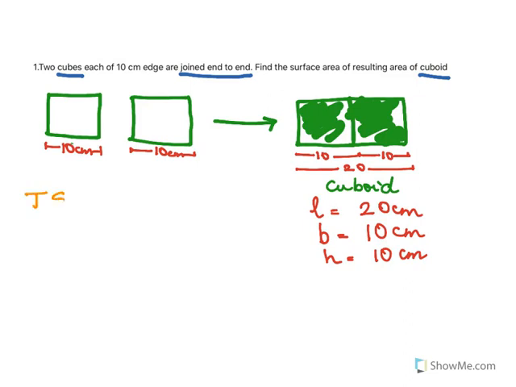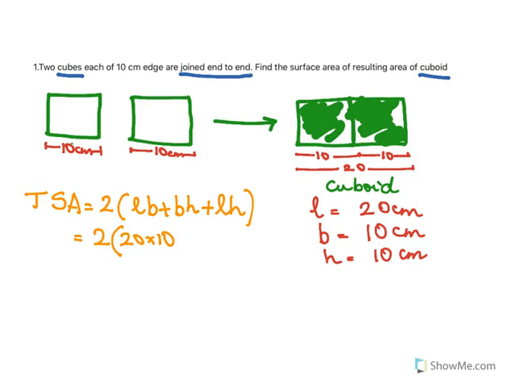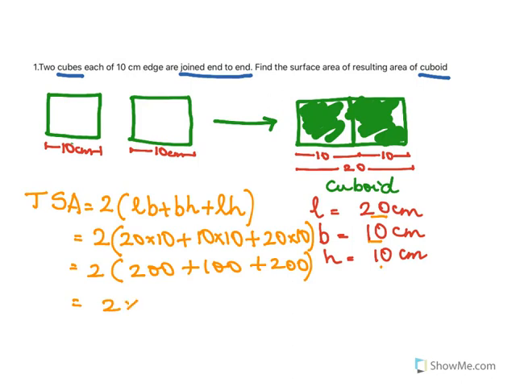Now we need to find the surface area, so we need to find the TSA. If you recollect last year, the TSA of a cuboid was 2 times (length into breadth plus breadth into height plus length into height). You just put in your values. So you have 2 into (20 into 10, because your length is 20 and your breadth is 10, plus breadth 10 into height 10, plus again length 20 into height 10). That is 2 into (200 plus 100 plus 200), which is 2 into 500, and that is 1000 centimeter square.